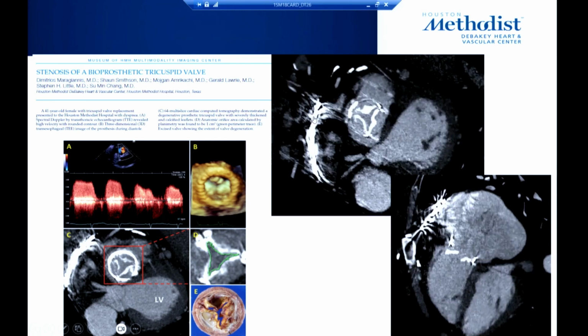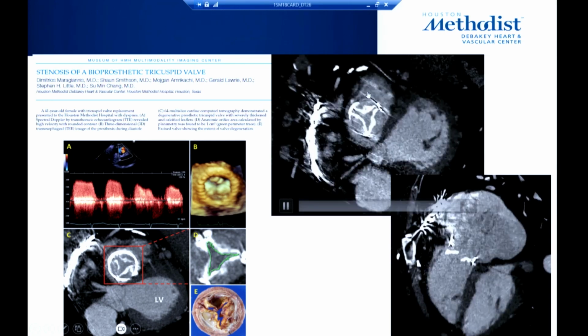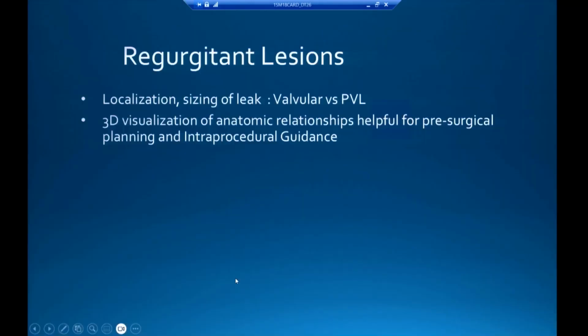So it also had regurgitation, and this is how it looked when explanted, the regurgitant lesion. Regurgitation could be valvular or paravalvular. In this case, CT is most of the time ordered for procedural planning, not so much for diagnosis, because with echo and TEE, most of the time you're going to get the diagnosis. Is it valvular or paravalvular? I think MRI also is very helpful.